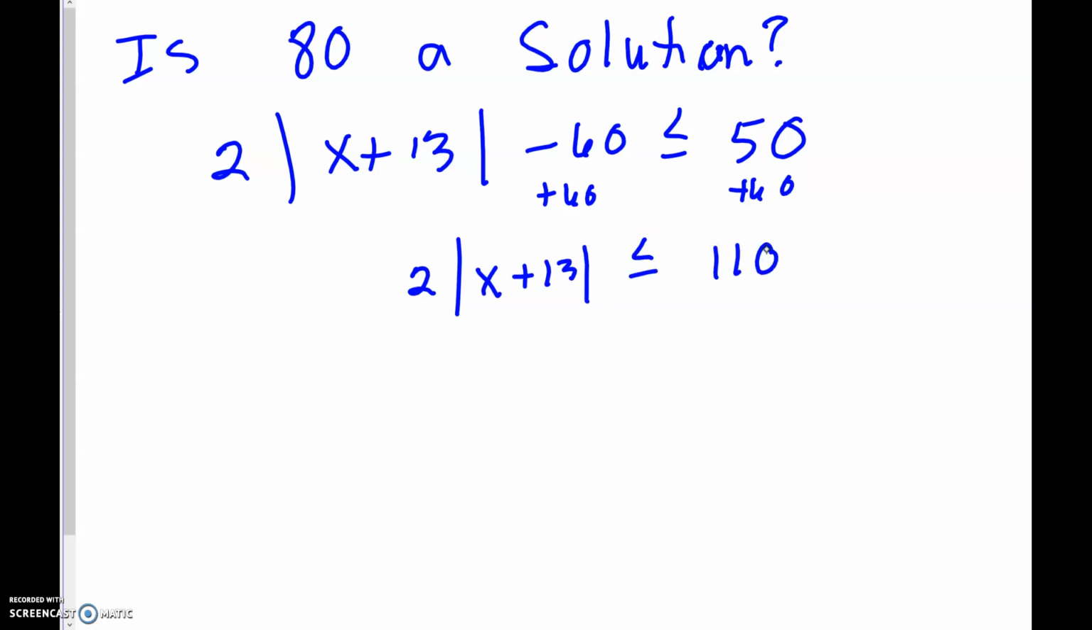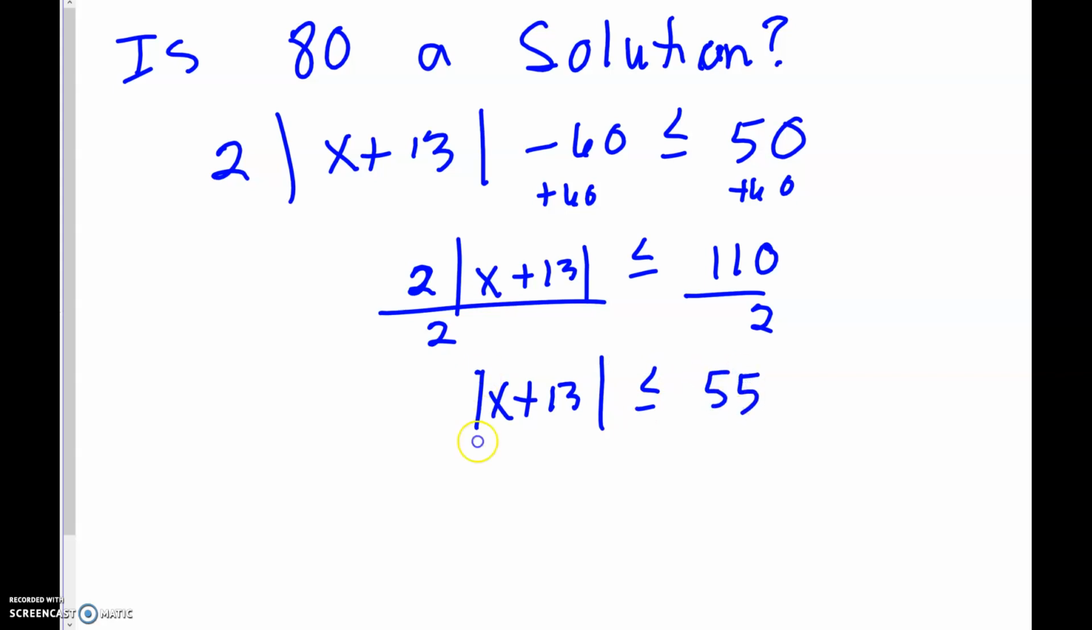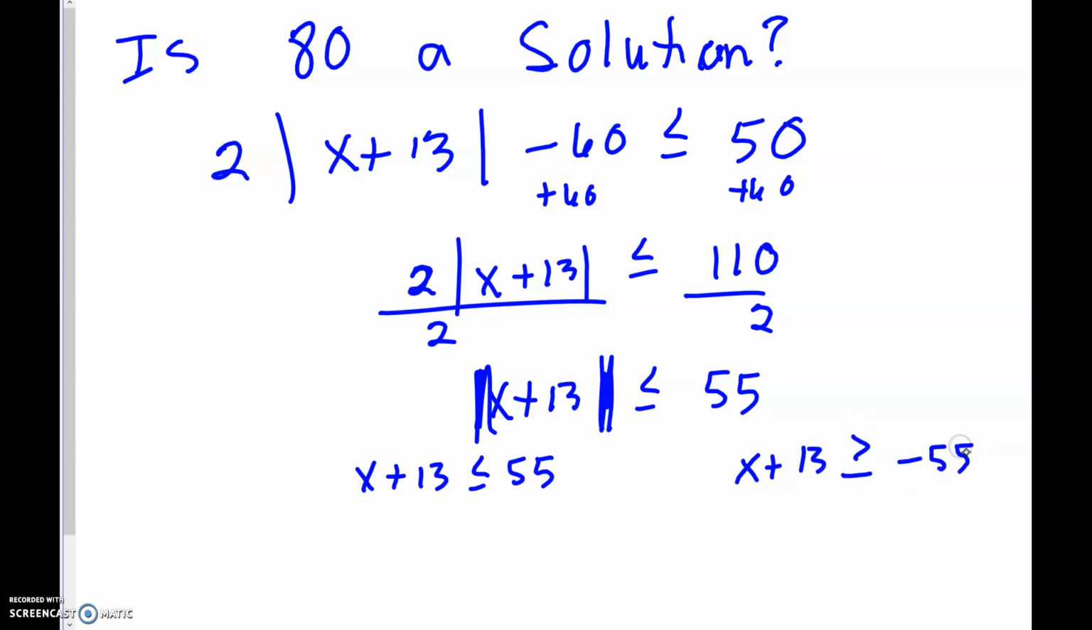Okay, we still do not have our absolute value by itself, so I need to get rid of this 2. So I'm going to divide both sides by 2. So the absolute value of x plus 13 is less than or equal to 55. Okay, finally have it, absolute value, symbol, number. So x plus 13 is less than or equal to 55. And my second case is x plus 13, remember, flip your sign and make this negative. All right, subtract 13, subtract 13. So x is less than or equal to 42.